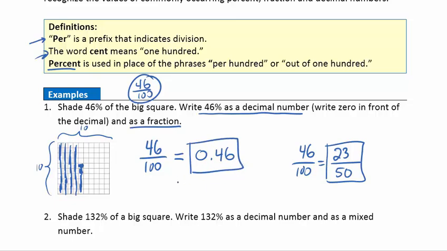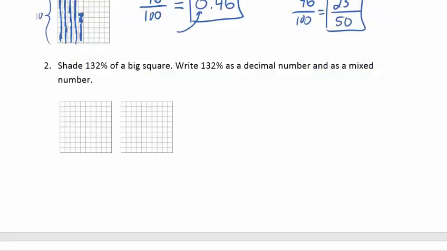One more thing to note here. Notice I wrote the 0 in front of the decimal point. Get in the habit of doing that, especially if you're going into the health fields. We always want to write that 0 in front so everybody can recognize that decimal. Let's take a look at another example here.